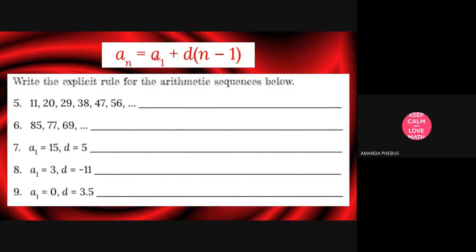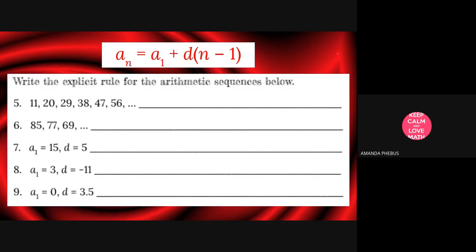So here I have the formula up on top. And what we're going to do is we're going to write the explicit rule. Now, for the first two, 5 and 6, we actually have to figure out what the first term is and what the common difference is. For 7, 8, and 9, they already give it to us kind of spelled out.